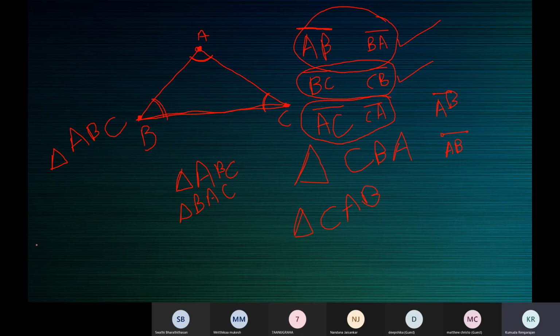So the six elements of a triangle are the three sides and the three vertices. 3 plus 3, 6. The triangle has three sides and three vertices. 3 plus 3, 6. These six make the six elements of any triangle.